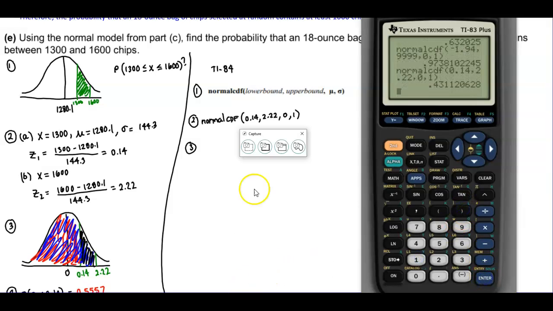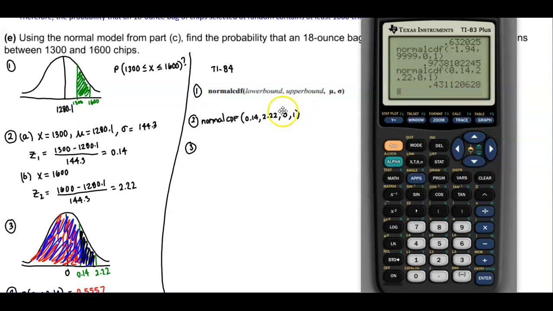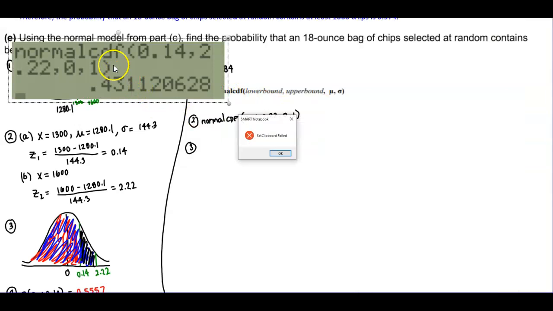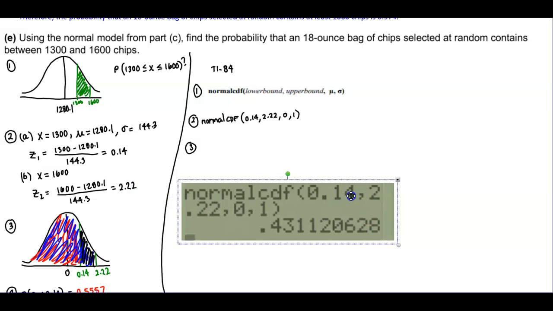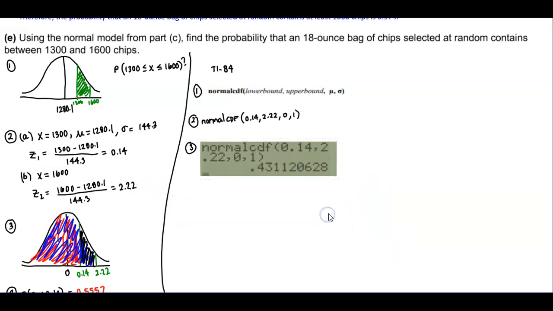And so there we get the same area that we got from our problem. And then you would round accordingly, like we did earlier.